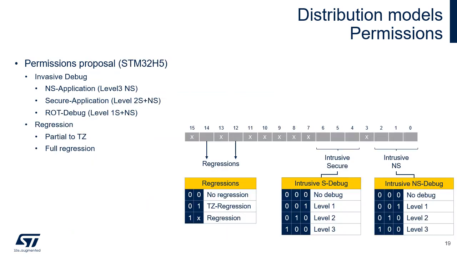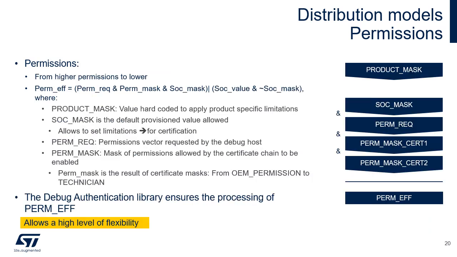This slide describes the lower half-word of the mask. Bits 2 to 0 set the HDPL at which debug can reopen for non-secure debug. Bits 6 to 4 set the HDPL at which debug can reopen for secure debug. Bits 14 and 12 control the regression. Perm EFF is the effective permission resulting from the compute sequence described in this slide.